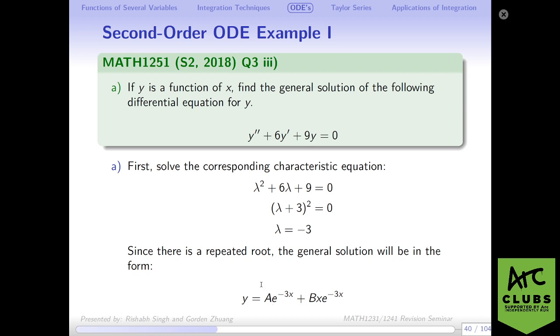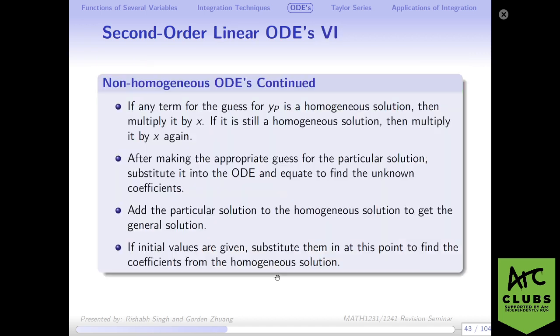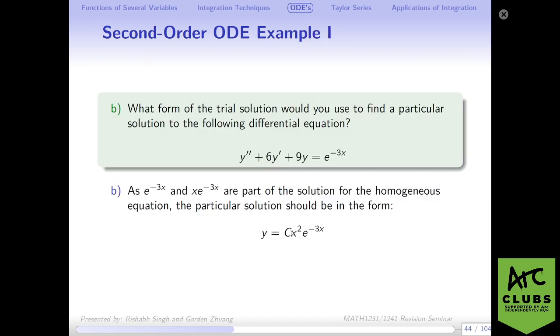And if we add an x in front, it's still in the homogeneous solution. So we add x twice, so we have x squared e to the minus 3x. And of course, remember, we need a constant in front because this alone does not fit perfectly. So we add a constant, and we would solve this constant by subbing it in. But this question just asks for what form.